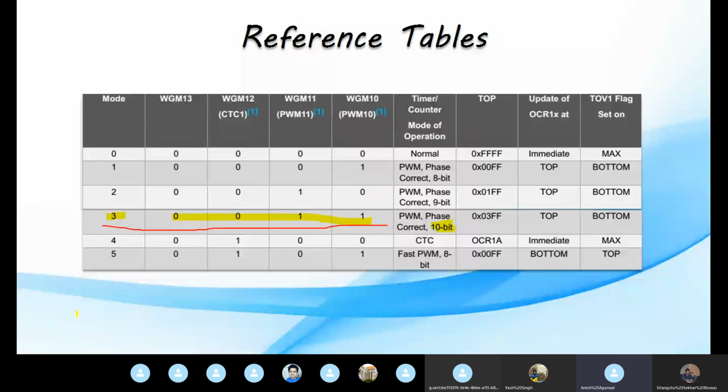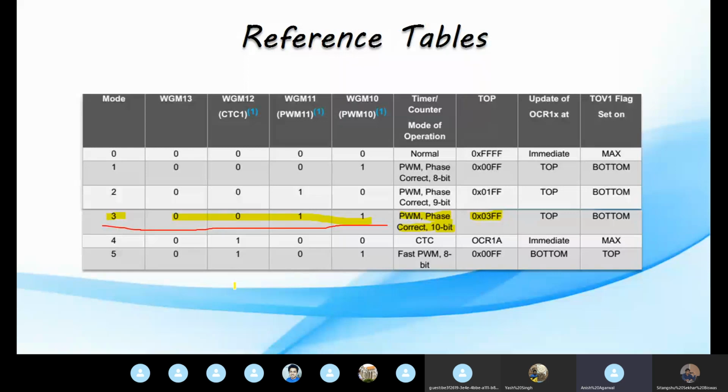So what is the mode of operation? The mode of operation is PWM phase correct 10 bit. When we say 10 bit, we have set the top value. In one cycle, it will count up and then count back down. Basically, it is not 1024: it will count from 0 to 1023, and from there it will count back to 0 again. All right, 0 to 1023 is 1024 values.